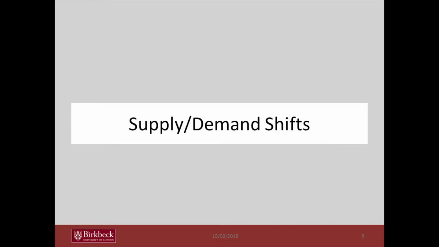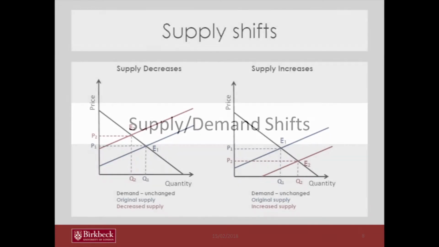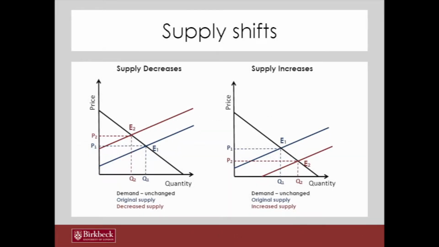What I would like to talk about in the next couple of slides is how supply and demand changes. What does it mean for supply to be decreasing or increasing, and what does it mean for demand to be increasing and decreasing? So what you can see here is two graphs, one titled supply decrease and the other titled supply increase. And what can we see here?